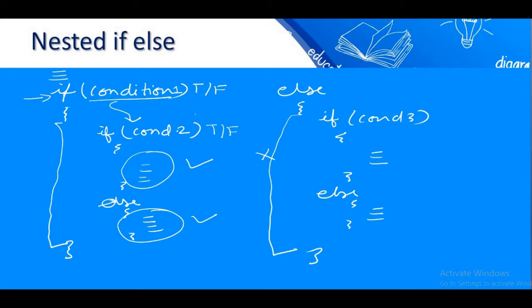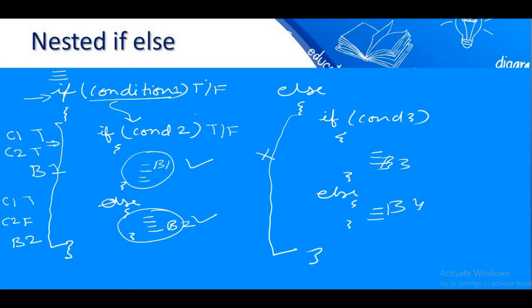Okay, so we can summarize it like this: if condition 1 is true, and condition 2 is also true, then we are going to execute... Suppose we name them block 1, block 2, block 3 and block 4. So if condition 1 is true as well as condition 2 is true, then block 1 will be executed. If condition 1 is true but condition 2 is false, then block 2 will be executed. Got it?